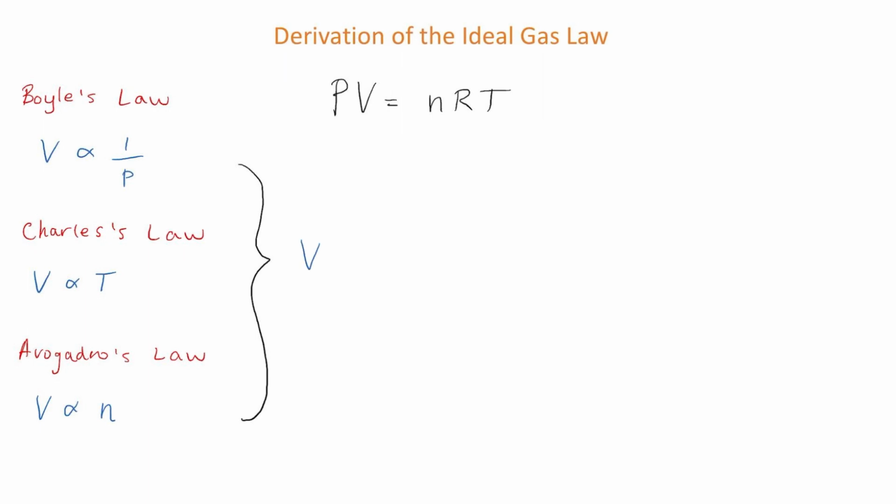So why don't we combine them into one proportionality statement? When we do that, we get V is proportional to nT over P. The P is in the denominator because of Boyle's law, and the n and T are in the numerator because of Avogadro's and Charles's laws.